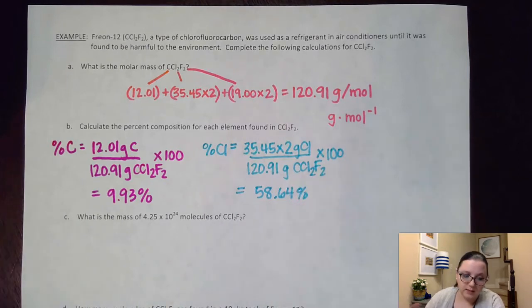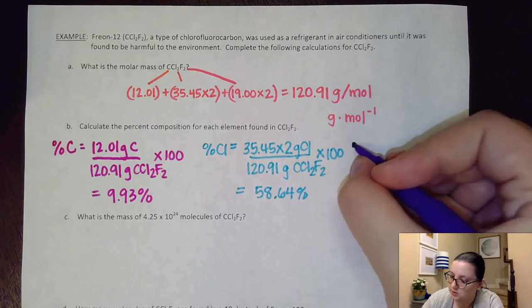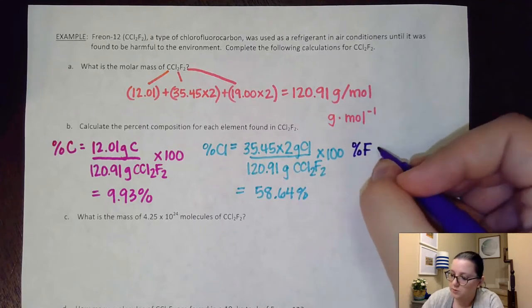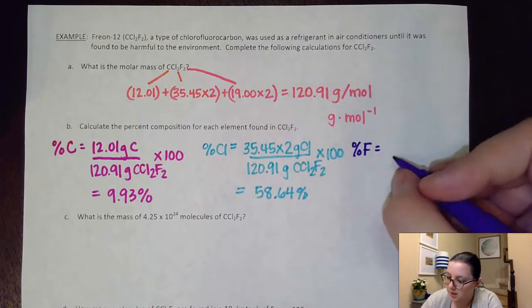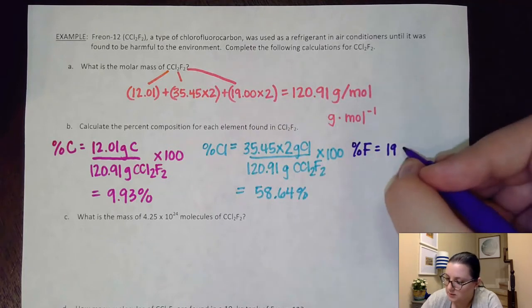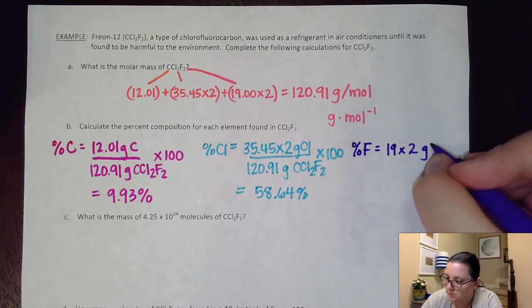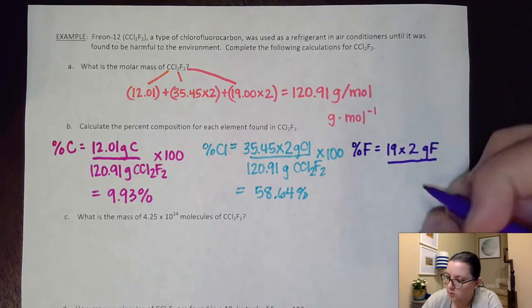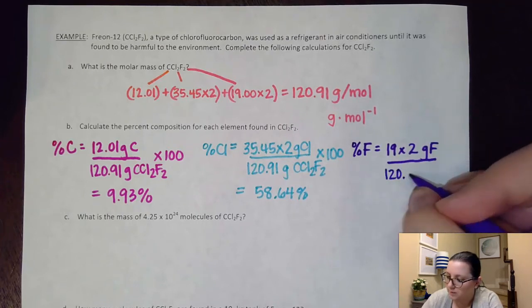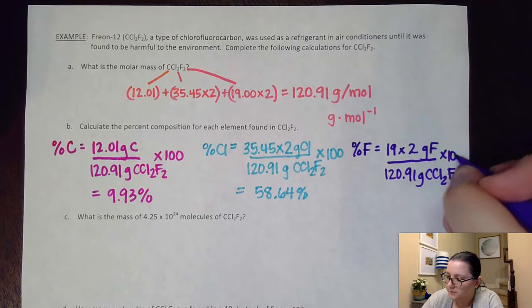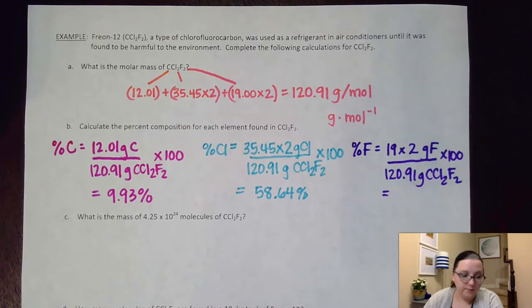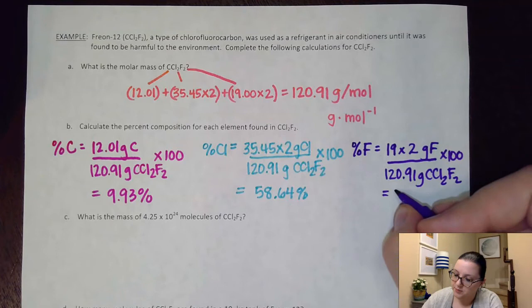And then last but not least here, we're going to do the percentage of the fluorine, which is going to look a whole lot like the chlorine one we just did, except that I'll have 19 times 2 over the total of 120.91 times 100, and that gets a percentage of 31.43%.